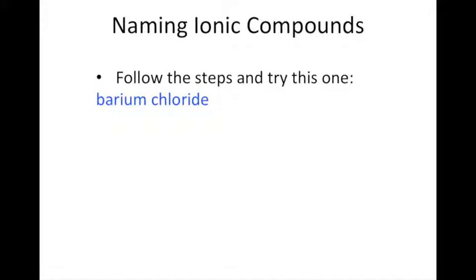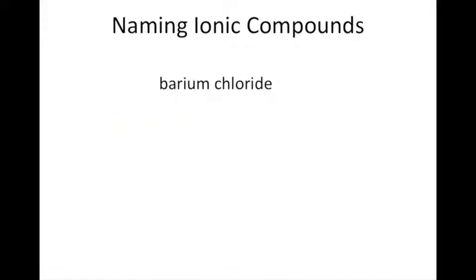Let's try to write the formula for barium chloride. So let's start off. We have the name barium chloride. So let's write the symbol for our cation and the anion. Barium has a +2 charge. Chloride has a -1 charge. Now, the second step, let's analyze the charges. Here we have a +2. Here we have a -1. We need those charges to add up to 0 for each formula unit. So we need 2 chlorides for every 1 barium ion in order to give us a net 0 charge.